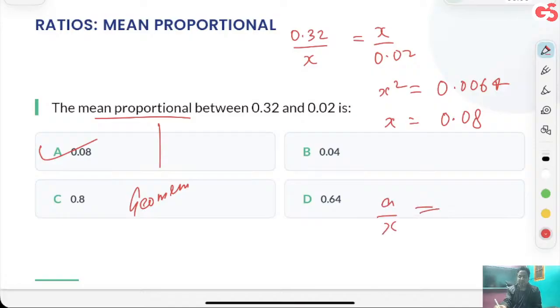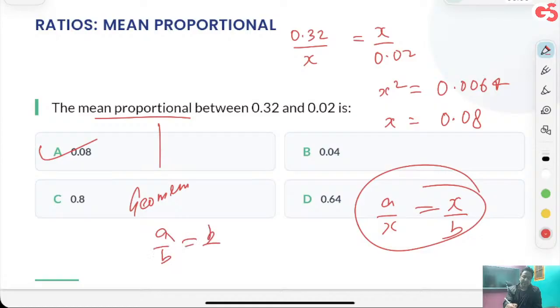Is that clear? Mean proportional is also known as the geometric mean. If there are two quantities, a upon x must be equal to x upon b, then x is the mean proportional. If a by b is equal to b by c, then b is the mean proportional. If a by b is equal to b by c is equal to c by d, then the mean proportional of b by c and c by d will be c. Is that clear? And Rudu, see, this is the thing that you guys will commit mistakes in. The square of 0.8 is 0.64. The number of digits after the decimal point doubles in the square. All right, okay. Next question now.